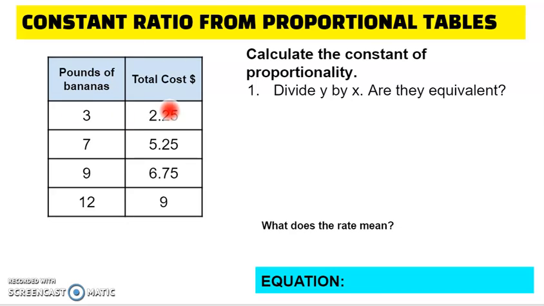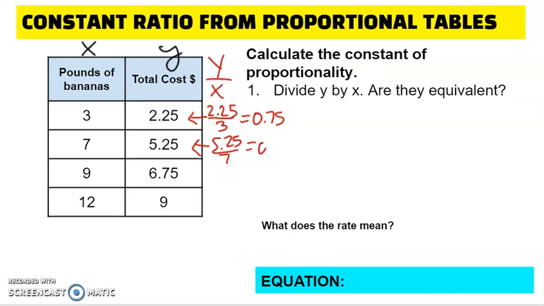First thing I look at is the story. So this is telling me cost per pounds of bananas. I'm going to get my X and my Y right here. Okay. And we want to find that rate of change, our constant ratio. All right. Don't be afraid of the decimals. Okay. When you divide that out, 5.25 divided by 7 is 0.75. You could do the math off to the side, right?